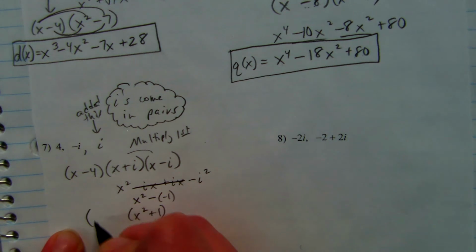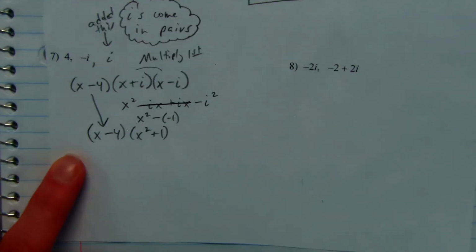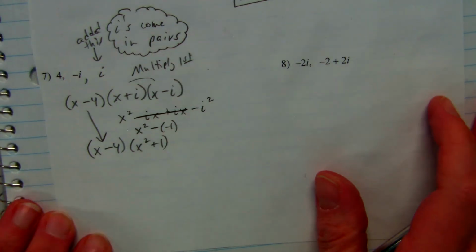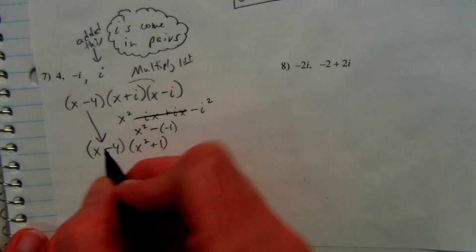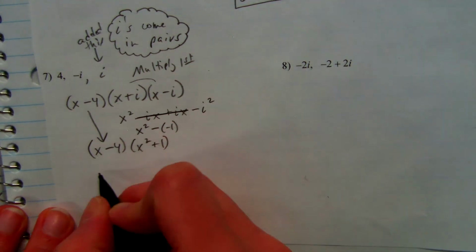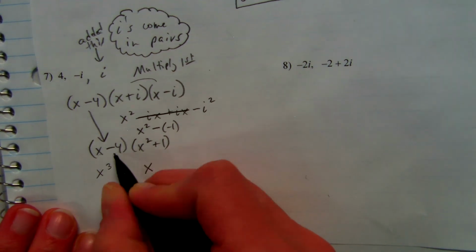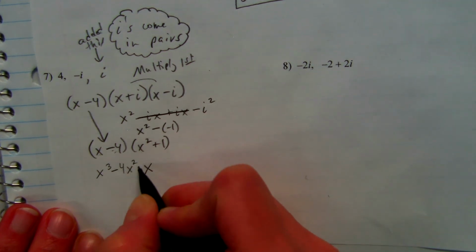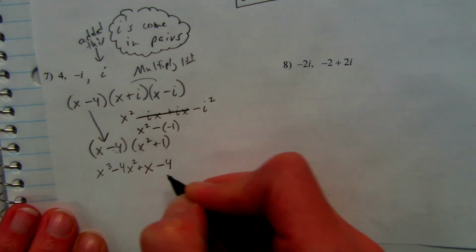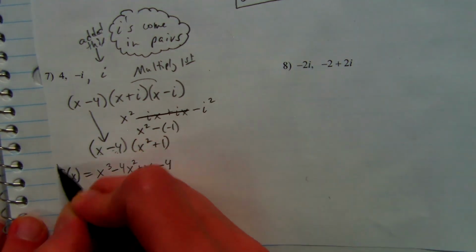And then we'll bring down the x minus 4 that's been waiting patiently for us to do something to bring it back into the function. So now we just need to use the FOIL method, multiply this out, give it a name, and we'll be done with this one. Okay, so x times x squared is x cubed. X times 1 is x. I'm going to write that over here so I have room for the next part. Negative 4 times x squared is negative 4x squared. Negative 4 times 1 is negative 4. And I'm going to call this one f of x again in the front.